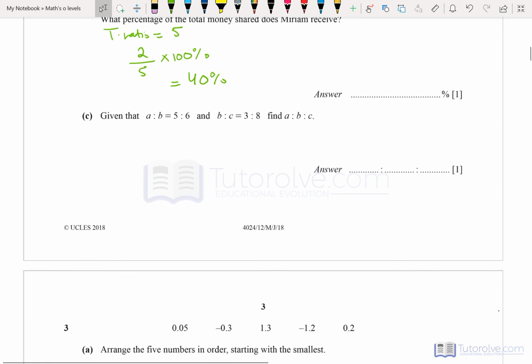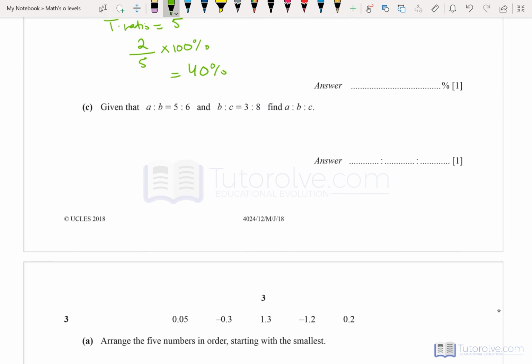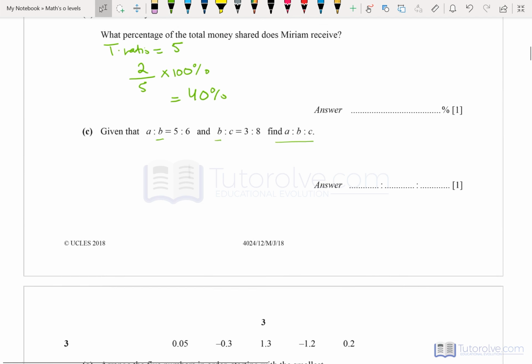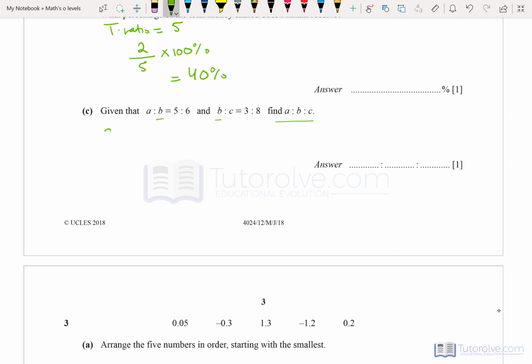Now we have part C, and they've given us 2 ratios, A ratio B, which is 5:6, and B ratio C, which is 3:8. So we have to find this combined ratio. Now we can see that B and B are common here. So what we can do is we can make a new ratio in which we have the ratio of B as 1, and we can then account for all the other ratios. So if we have A ratio B as 5:6, so if B is 1, what ratio would A be? So this is a simple ratio formula, and likewise A would be 5/6.